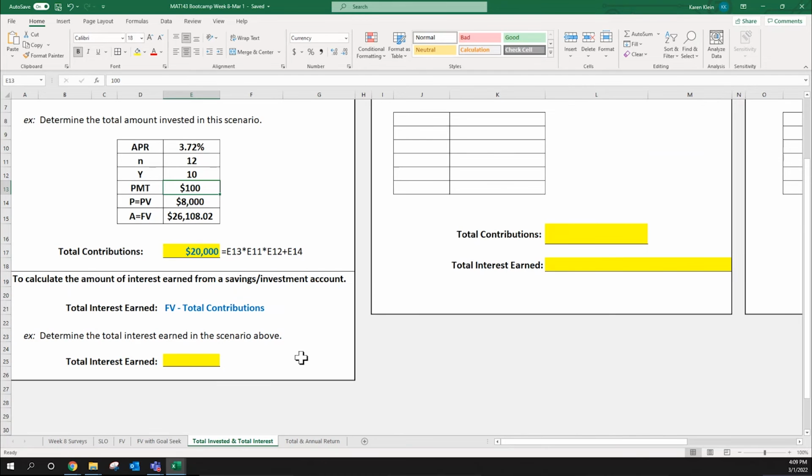Now, if I want to calculate how much interest I've earned, so how much money did I make off of this investment or this savings account? The total interest that was paid to me, we're basically going to take our future value, or our A, whichever, and we're going to subtract off how much we contributed. So we're going to take our FV value, subtract off our total contributions, and we find that we earned a total of $6,108.02.